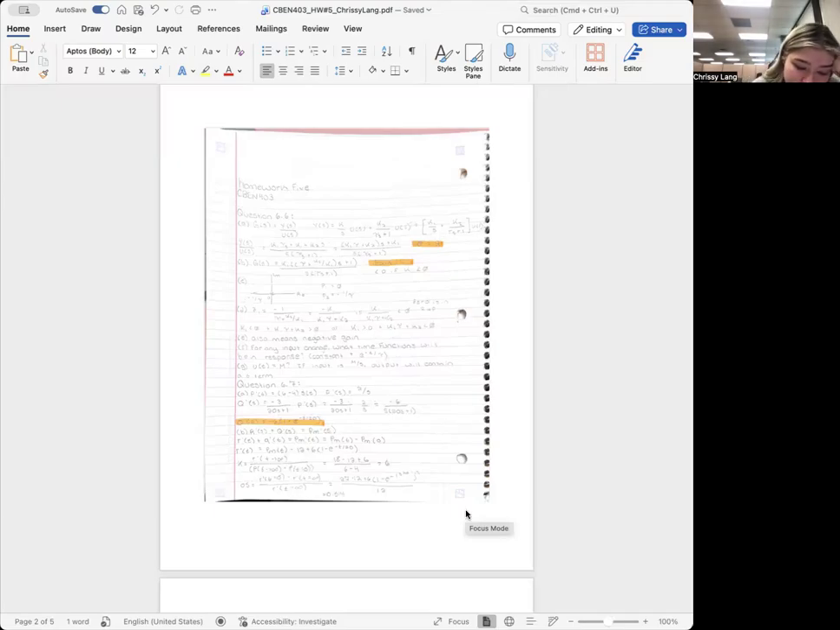For problem 6.6, I started by looking at the block diagram and identifying the system as two elements arranged in parallel. One path is an integrator with a transfer function of k1 over s, and the other path is a first order system with a transfer function of k2 over τs plus 1.